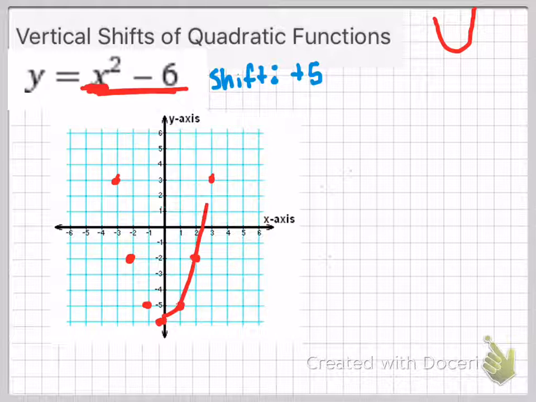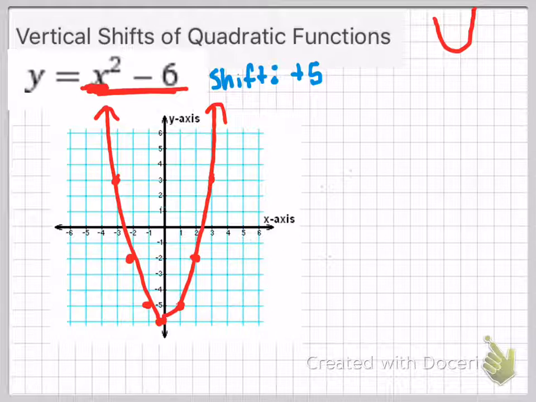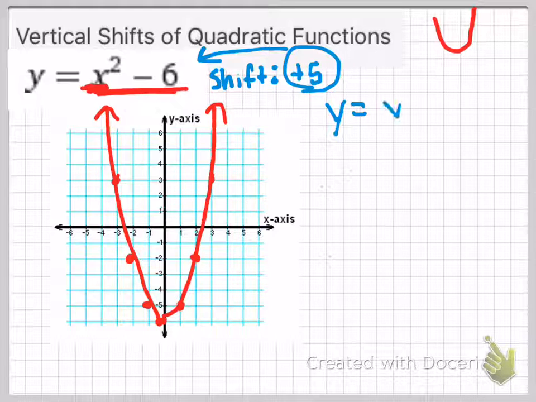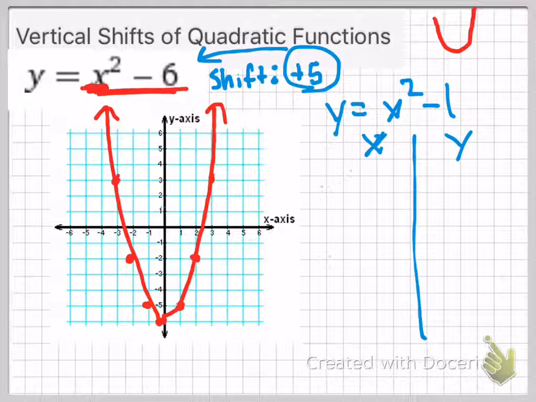So in red, this is our original parabola. So what happens when we shift it plus 5? We talked about how we can just take this 5 and add it to our quadratic, giving us a new equation, y equals x squared minus 1. And that we could graph it using the XY chart we've been using since last semester.